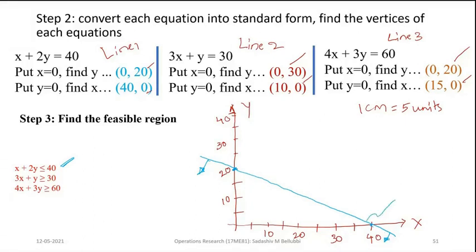You can label it as equation 1, or you can write the inequality directly, x plus 2y less than or equal to 40. Next, the second line: when x is 0, y is 30, and when y is 0, x is 10. Now we join this line.